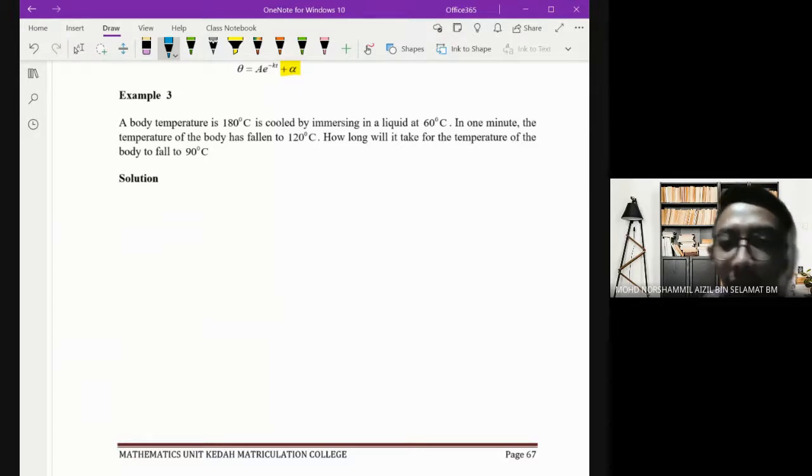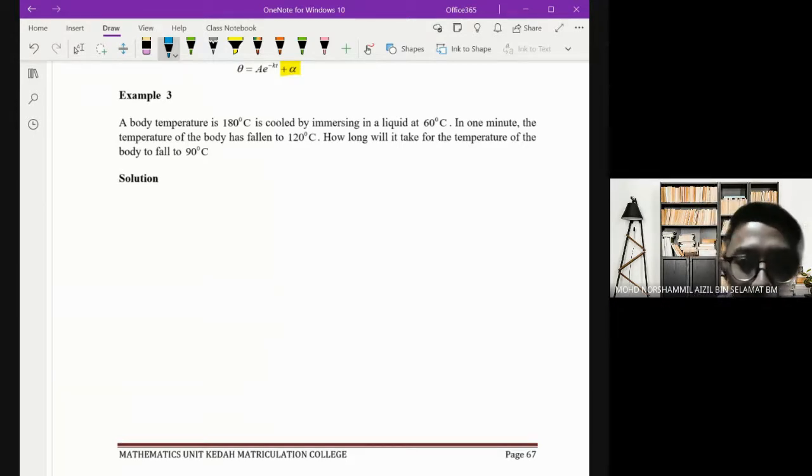Okay. It's cooled by immersing in a liquid at 60 degree Celsius. Lepas tu bubuh dalam air 60 degree Celsius. Air pun panas. Badan sangat panas, bubuh dalam air panas. Saya pun tak faham. In 1 minute, the temperature of the body has fallen to 120. Alhamdulillah lah. Tapi mendidih lagi lah. How long will it take for the temperature of the body to fall to 90 degrees Celsius?